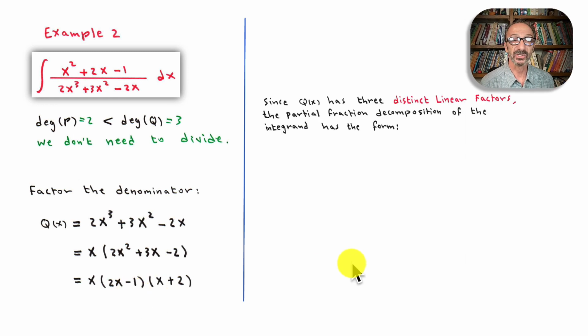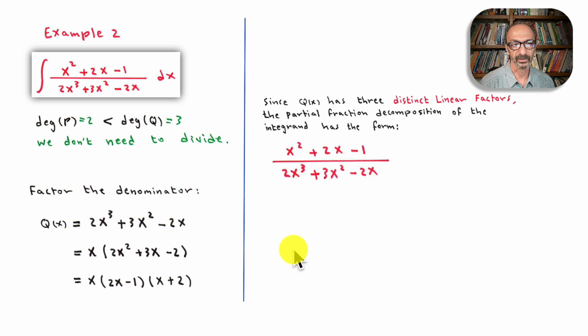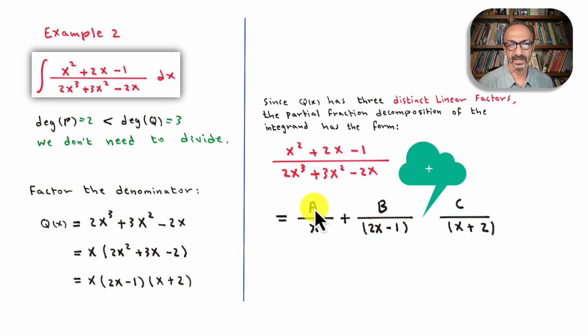Since q of x has 3 distinct linear factors, the partial fraction decomposition of the integrand has the following form. Here we go. We're going to write 3 fractions. Each denominator will come from these 3 factors. And instead of saying a sub 1, a sub 2, a sub 3, for convenience, I'm using a and b and c.